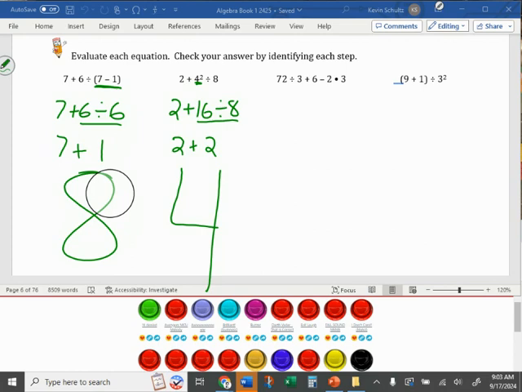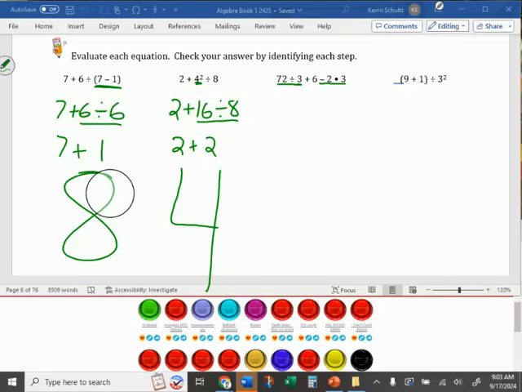What's 72 divided by 3? 24. Thank you. Claire and Kyle just said that we're doing the division first here. Is there another operation we can do in the same step? Why can we do negative 2 times 3 and 72 divided by 3 in the same step here?